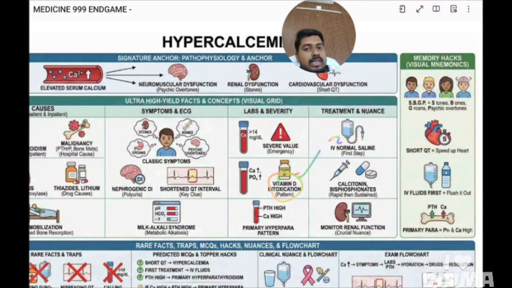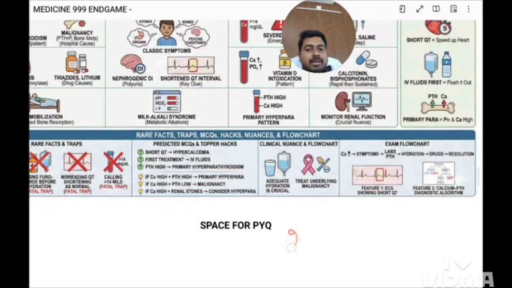Vitamin D intoxication can also cause it, because of exogenous vitamin D, like when you are giving vitamin D capsules or medications, because of which calcium and phosphate both will increase. Now, what happens in primary hyperparathyroidism? PTH is high, calcium is also high. What happens in secondary hyperparathyroidism?